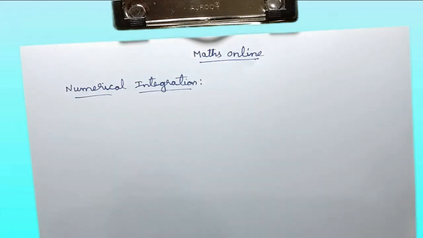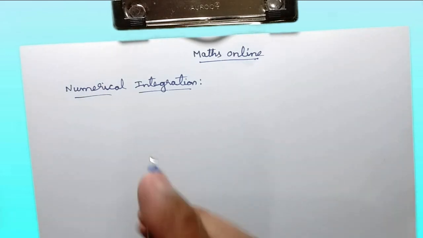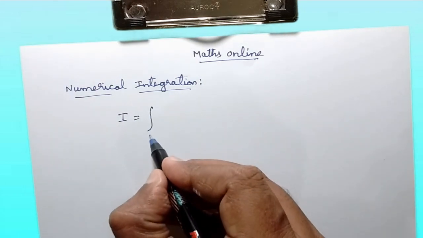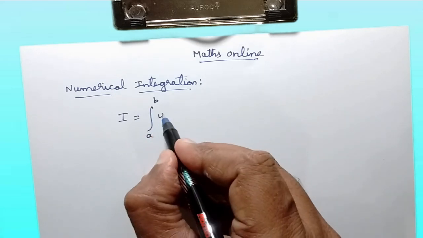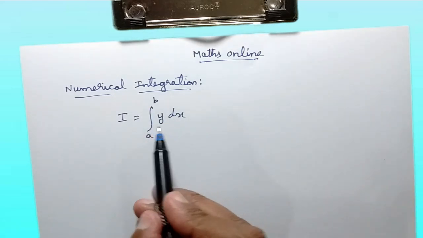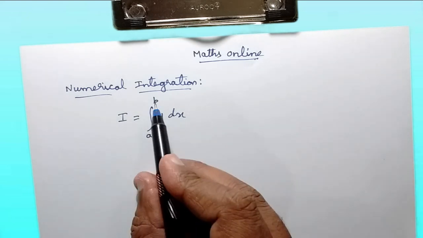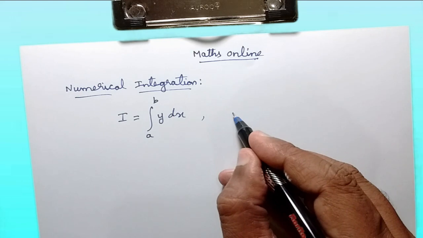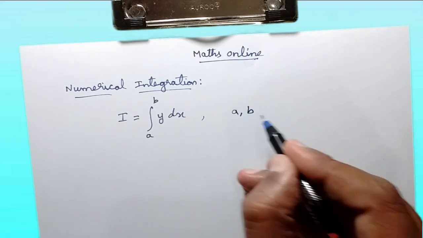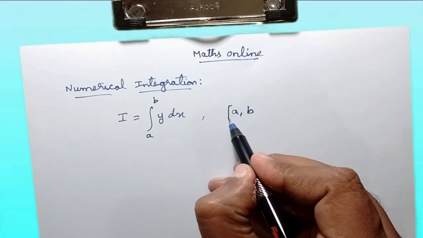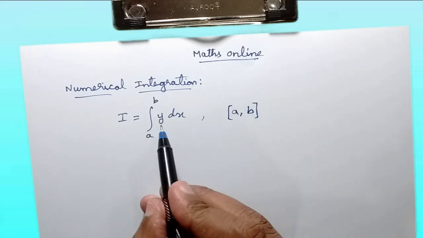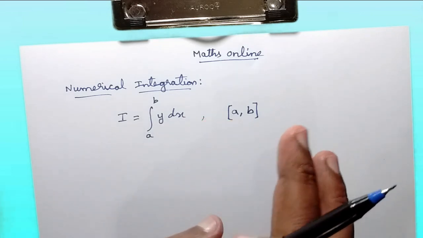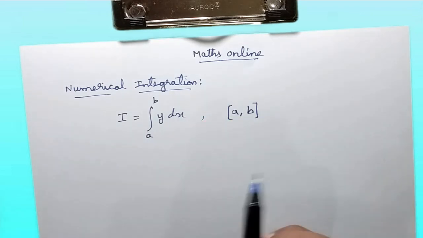Today's topic is numerical integration. So here, if you want to evaluate the definite integral I is equal to the integral from a to b of y dx, we need to evaluate this integral between these values a and b. So the interval is given. The interval is a and b. Between this interval we need to evaluate this integral, but without actually integrating it, just using numerical methods.